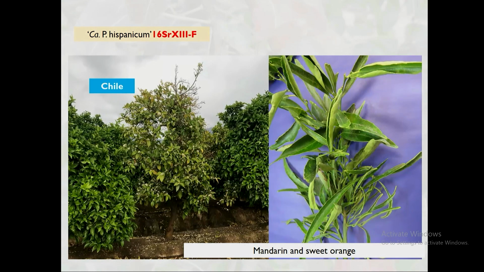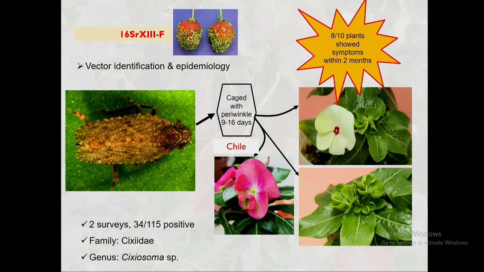Then in Chile, we also found the 16SrXIII-F phytoplasma in mandarin and sweet orange. And you can see the proliferation, which is really a broom, and the deformation and rolling of the leaves in mandarin and sweet orange. In both cases, in the epidemiological studies that we are carrying out, in strawberry and in mandarin and sweet orange, we found a leafhopper present in the fields of infected strawberry and infected sweet oranges.